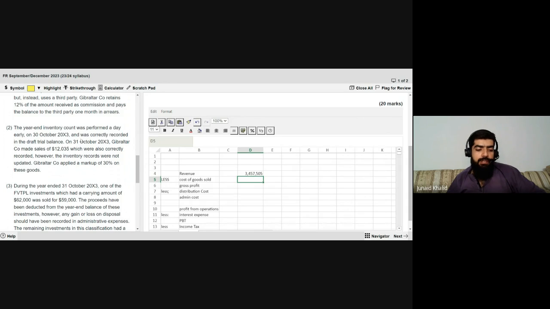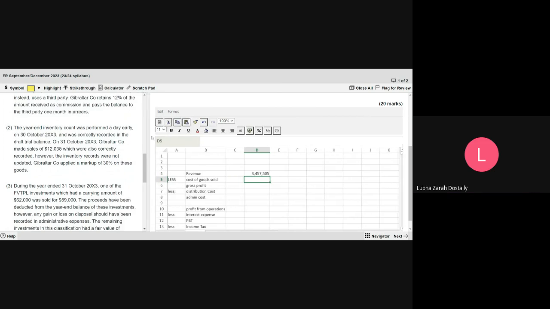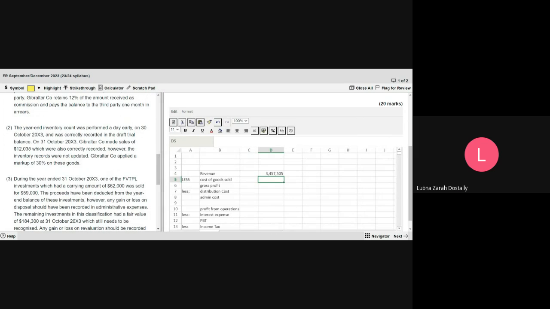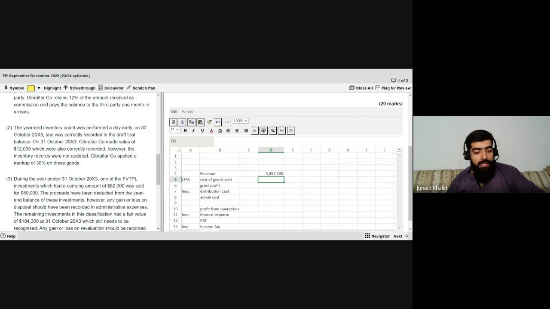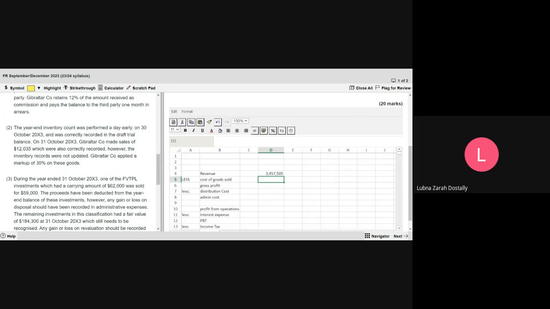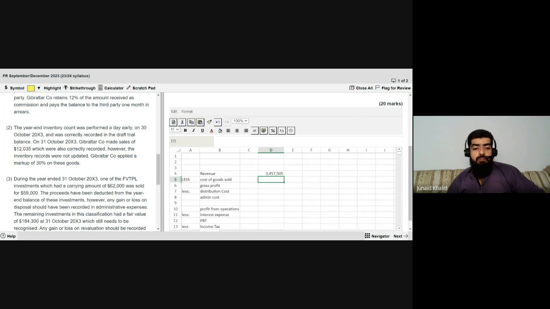Can you please read and let me know what is the problem over here? We need to record the last day of inventory. The inventory is already being adjusted, but one day inventory is not yet adjusted. Am I right? And one day inventory means the inventory that was on 31st October was sold out.